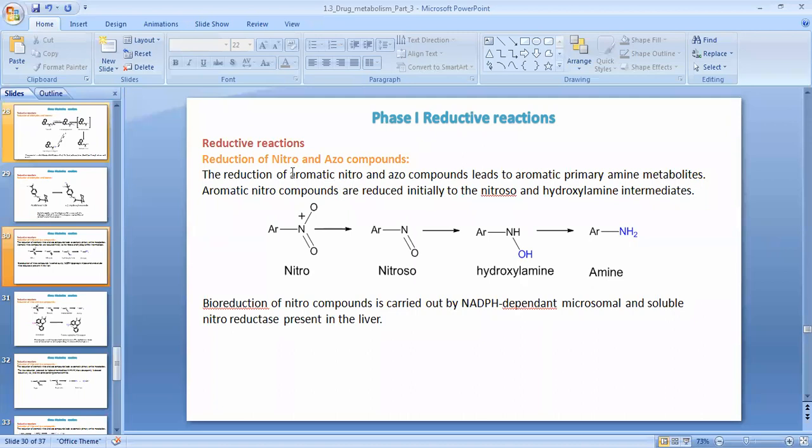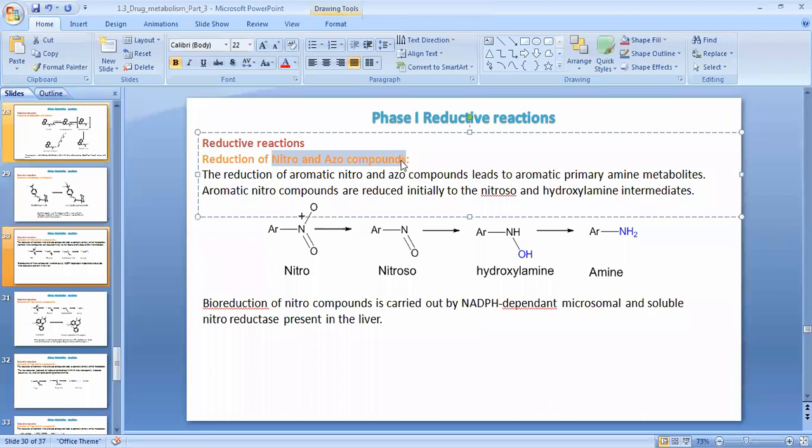But if the drug molecule has the presence of nitro and azo compounds, what happens? The reduction of aromatic nitro or azo compounds, generally functional groups, leads to the formation of aromatic primary amine metabolites. So these nitro and azo compounds are converted into their primary amine derivatives, and aromatic nitro compounds are reduced initially to the nitroso and hydroxylamine derivatives.